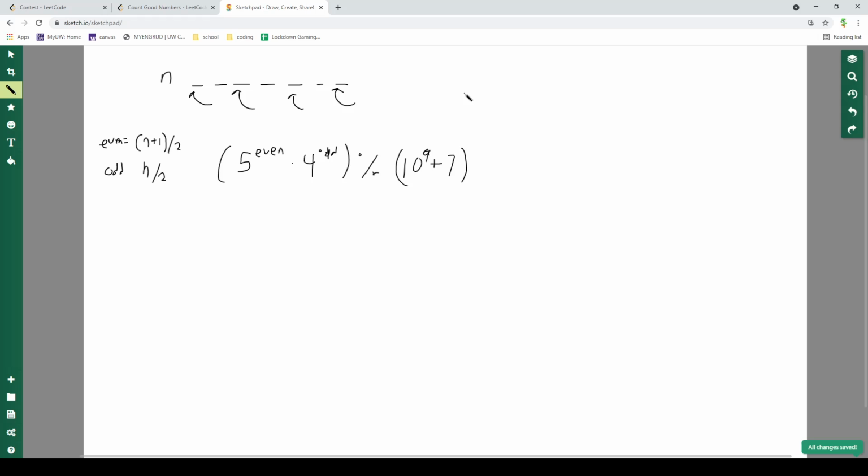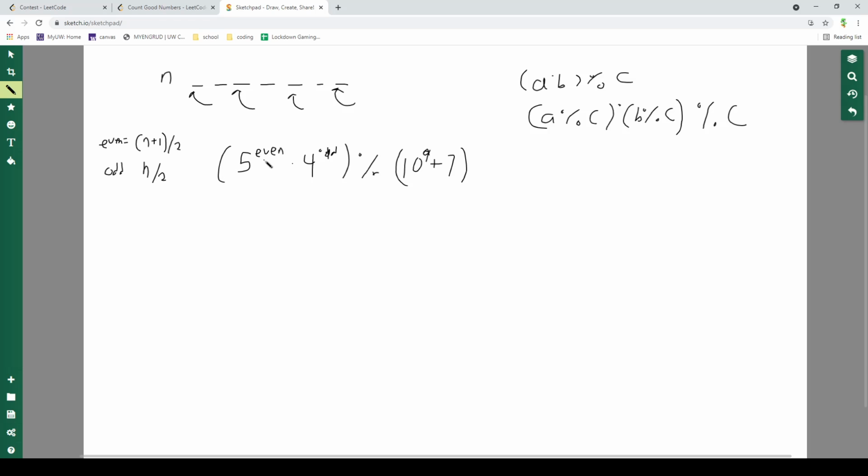So we need to make use of the fact that A times B mod C is the same as A mod C times B mod C, mod C. So you can distribute this C inside but still keep it outside like this.